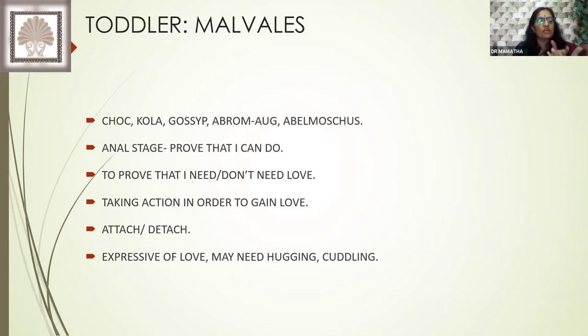The main drugs would be chocolate, cola, gossypium, Abroma augusta, and Abelmoschus, which belong to this family, Malvales, or rather this order. Anal stage, prove that I can do. The main sensation of Malvaceae is attachment and detachment. Too much attached and difficult to detach. So prove that I need or I don't need love. Taking action in order to gain love, and then attach and detach. Express that in this family, chocolate, all these people, they express love. They may need hugging, cuddling and things like that.